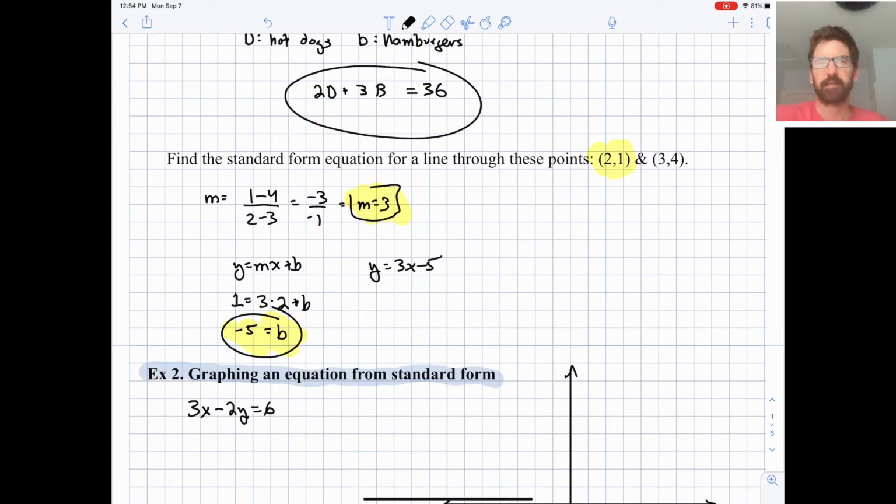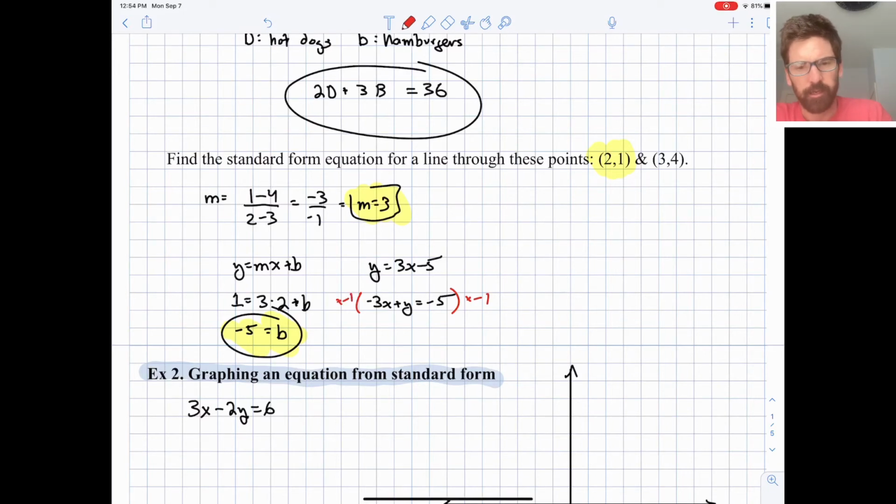But we've been asked to get a standard form equation, so we want all the x's over on the left-hand side. We're going to get negative 3x plus y equals negative 5. And I think it's convention to have that constant on the right be a positive number. So we will then multiply by negative 1.